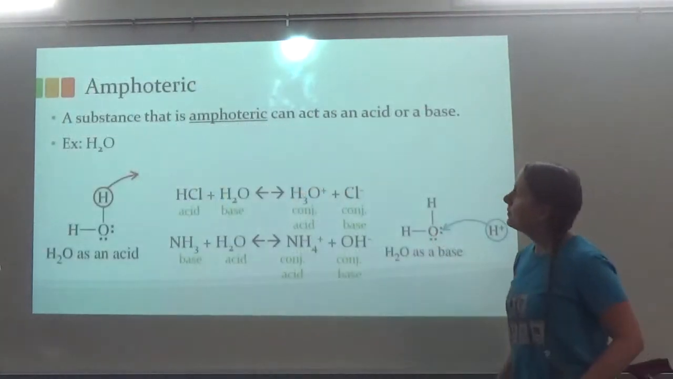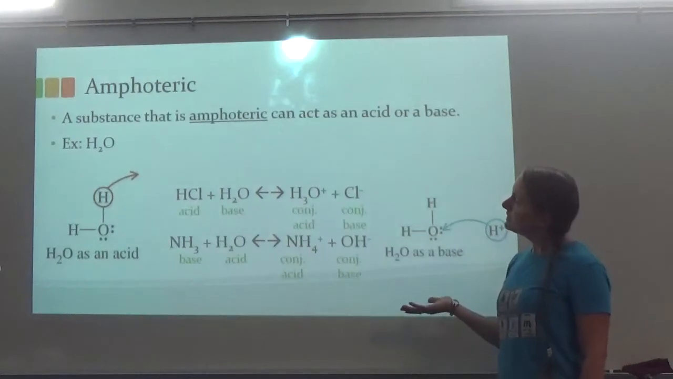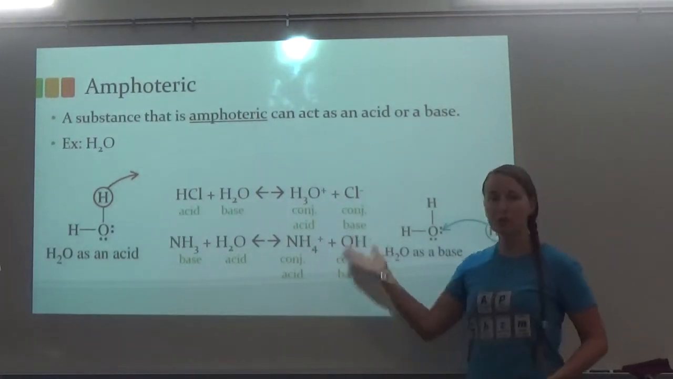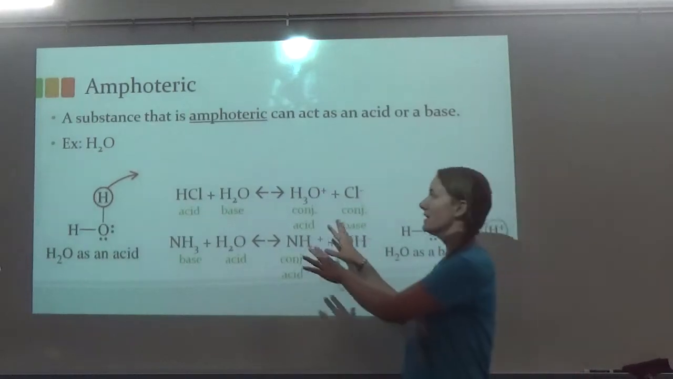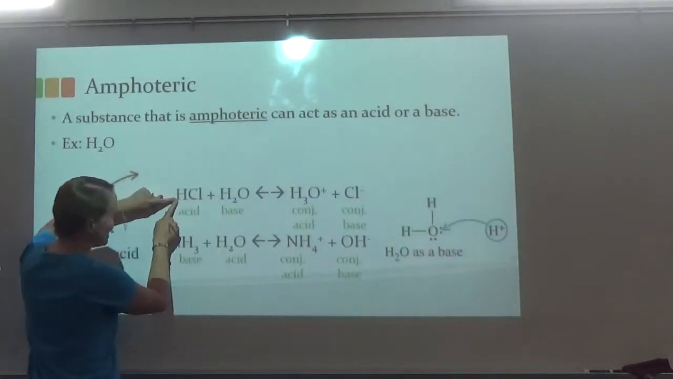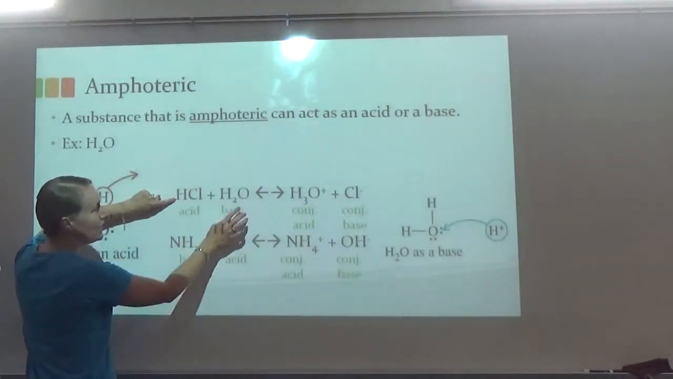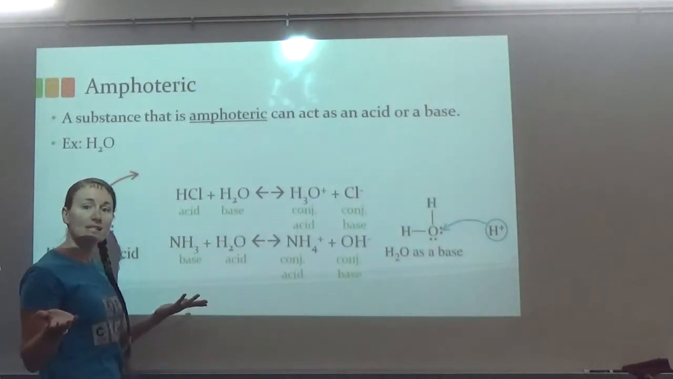So let's look at a couple of other examples. It says a substance that is amphoteric can act as an acid or a base. An example that I have shown you right here is water. Here's the example we just looked at, where the acid was donating a hydrogen to the water, so it became H3O. Since water was accepting, it's considered the base.